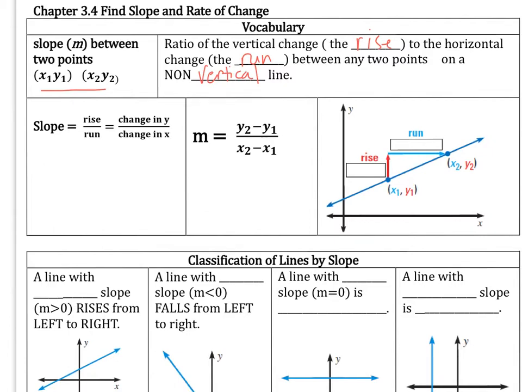So here we have the formula: slope equals rise over run equals change in y over change in x. And we can represent this as m equals y2 minus y1 over the run, x2 minus x1. This is a formula that you need to know by heart.